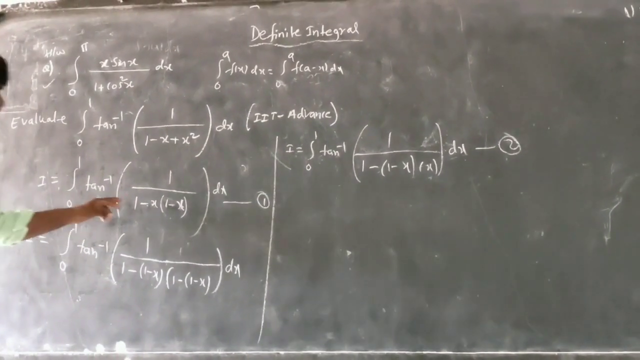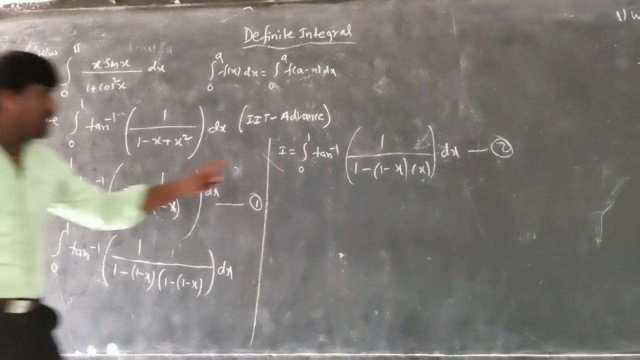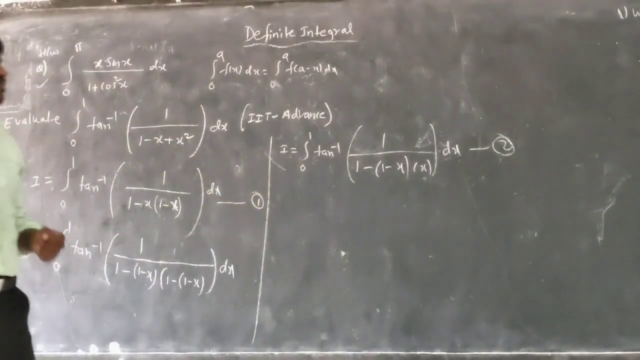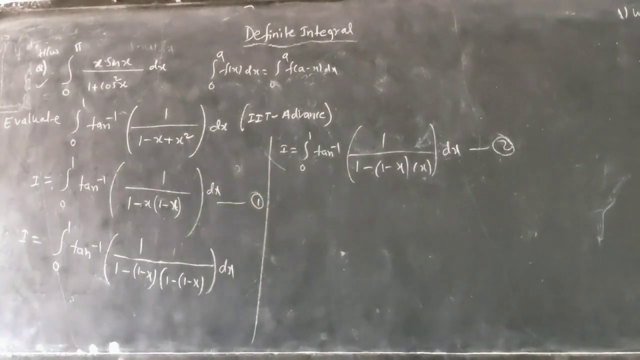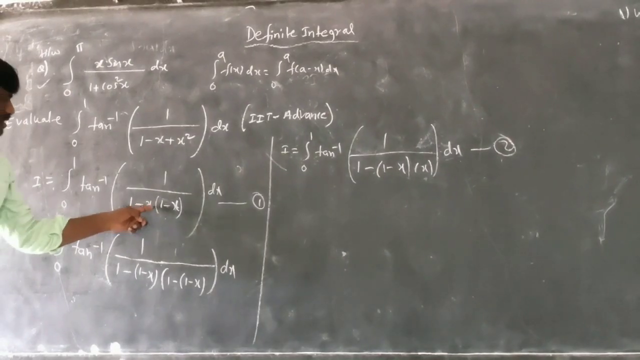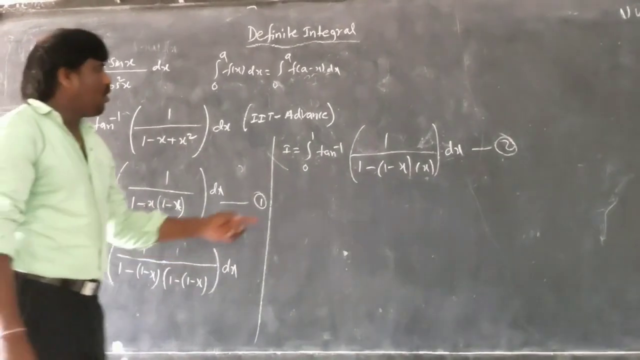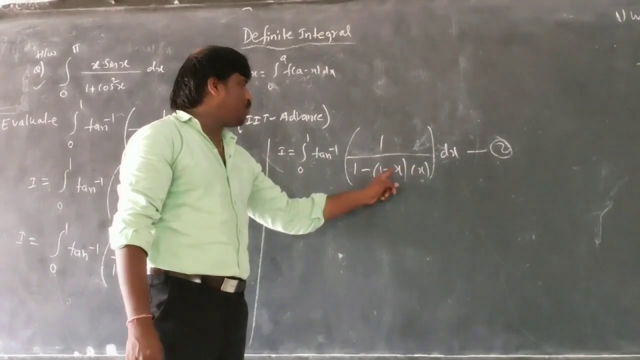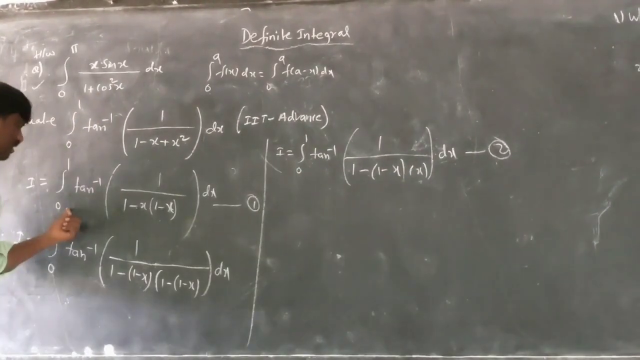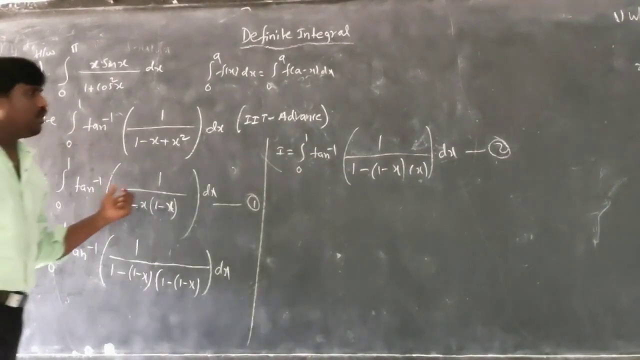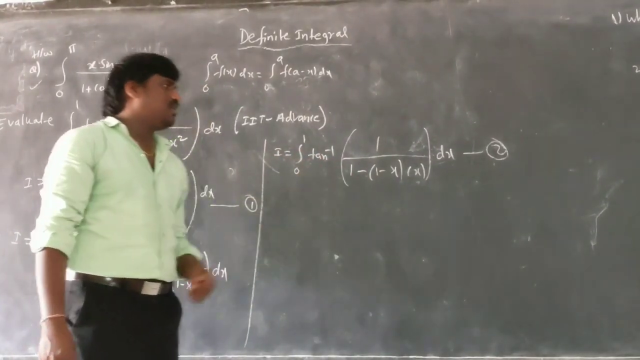Let me know. This function and this function, no change in this. Look at that, there is no change here. 1 minus x into 1 minus x, 1 minus x into 1 minus x. After applying King's rule, no change in the question.